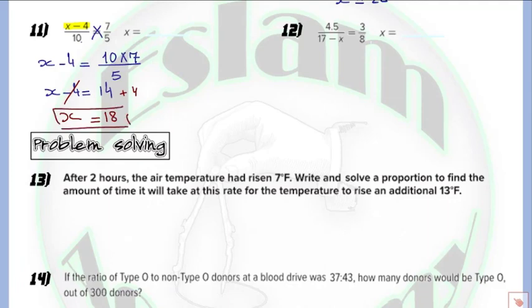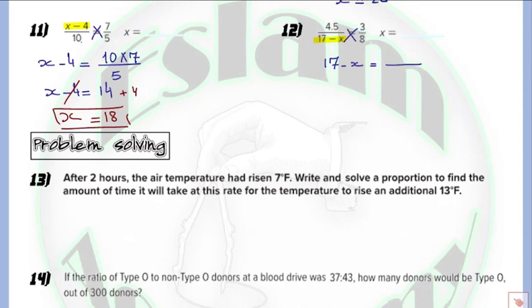In the same way, we can solve question number 12. We have 4.5 over 17 minus x equals 3 over 8. At first, we have 17 minus x. 17 minus x now will be equal to. Just write the fraction.